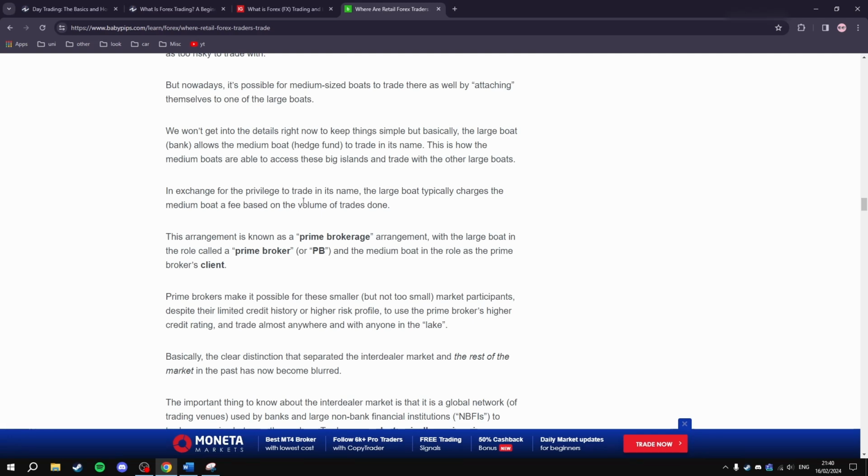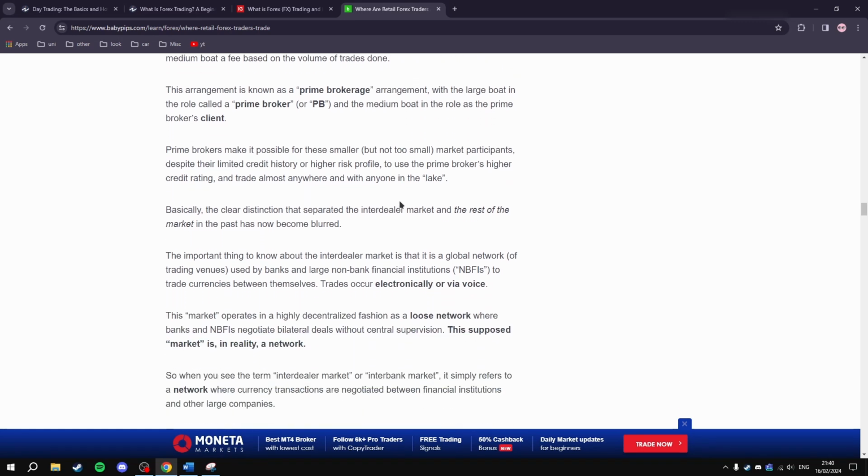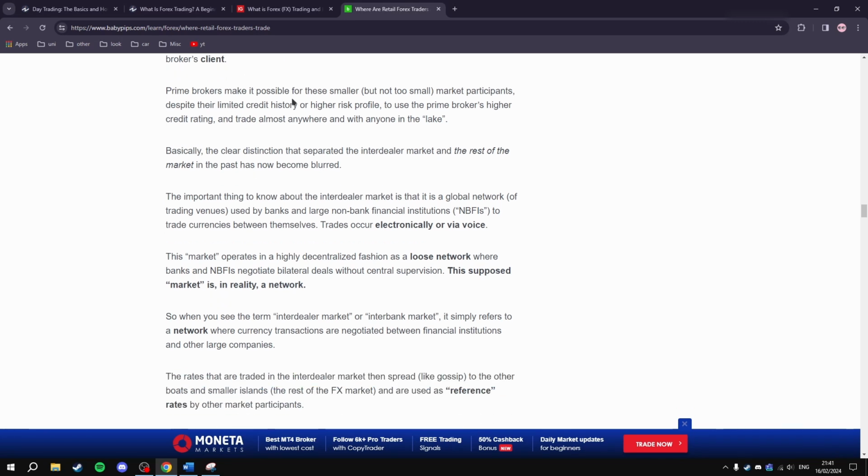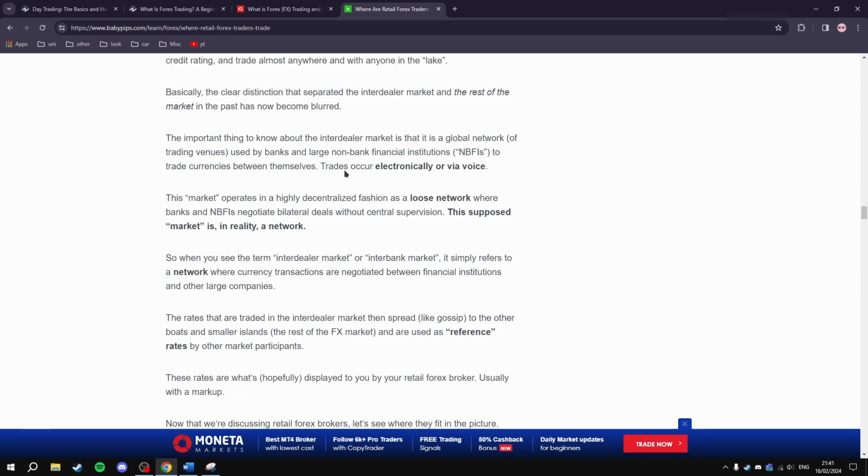In exchange for the privilege to trade in its name, the large boat typically charges the medium boat a fee based on the volume of trades done. This arrangement is known as a prime brokerage arrangement, with the large boat in the role called a prime broker or PB and the medium boat in the role as a prime broker's client. Prime brokers make it possible for these smaller but not too small market participants, despite their limited credit history or higher risk profile, to use the prime broker's higher credit rating and trade almost anywhere with anyone in the lake. Basically, the clear distinction that separated the interdealer market and the rest of the market in the past has now become blurred.